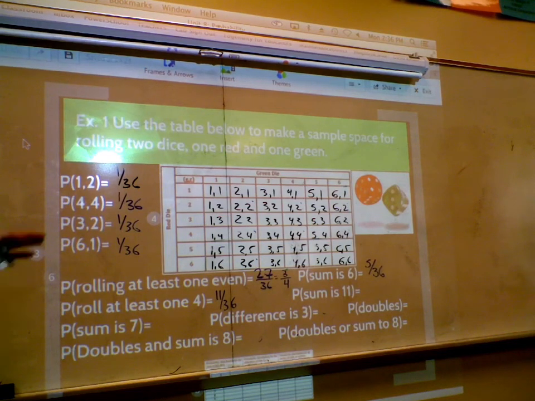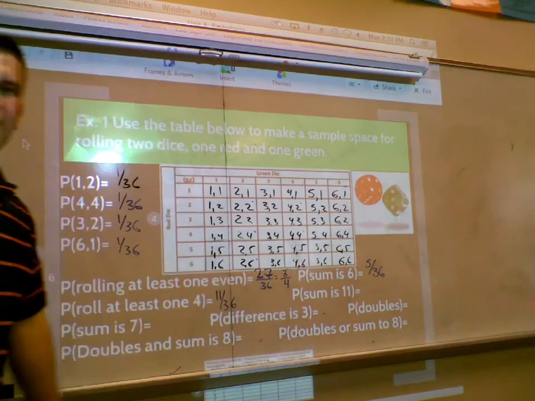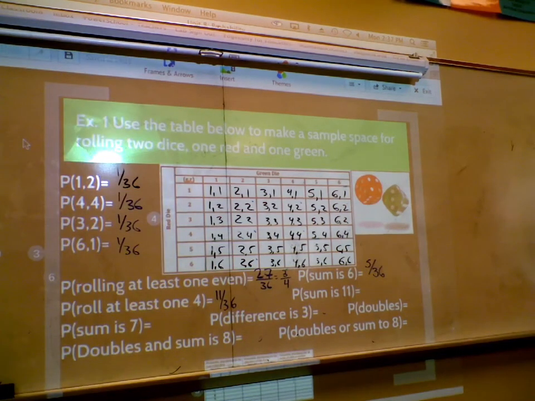All right, guys, back to this. So the sum is 11. So what does sum is 11 mean?